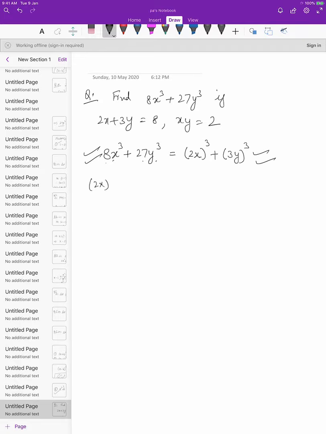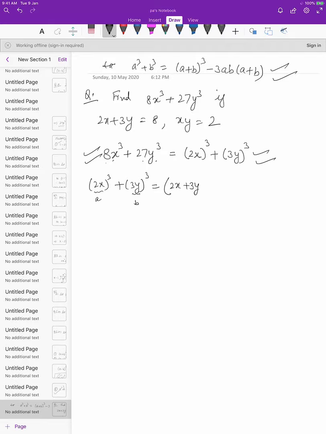So 2x whole cube plus 3y whole cube is actually in the form of a cube plus b cube, where what is my a here? 2x, and b is 3y. Now just recall the identity. I am writing it here. A cube plus b cube is equal to a plus b whole cube minus 3ab into a plus b. Let me write it in this format now. So this is equal to a plus b, 2x plus 3y, whole cube. I am exactly following this expression.